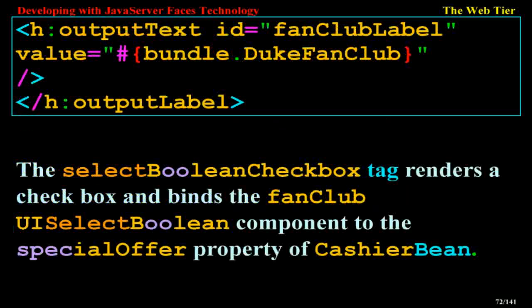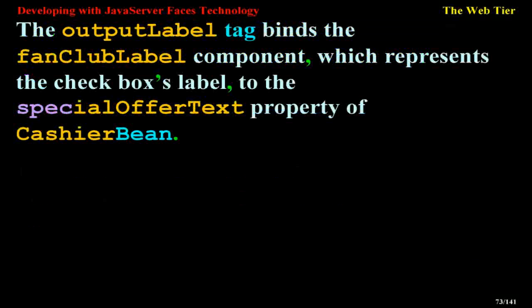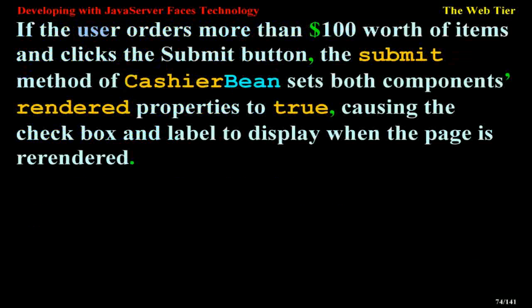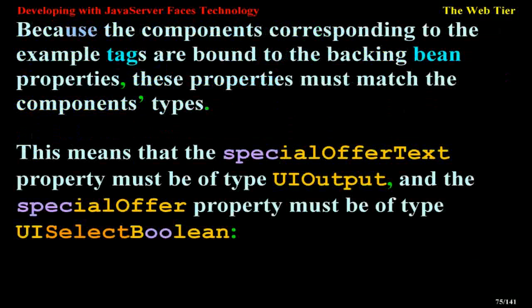The selectBooleanCheckbox tag renders a checkbox and binds the fanClub SelectBoolean component to the specialOffer property of the cashier bean. The outputLabel tag binds the fanClubLabel component, which represents the checkbox's label, to the specialOfferText property of the cashier bean. If the user orders more than $100 worth of items and clicks the submit button, the submit method of the cashier bean sets both components' rendered properties to true, causing the checkbox and label to display when the page is re-rendered. Because the components corresponding to the example tags are bound to the backing bean properties, these properties must match the components' types.